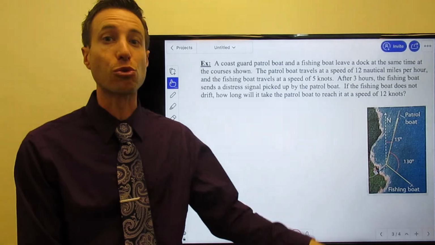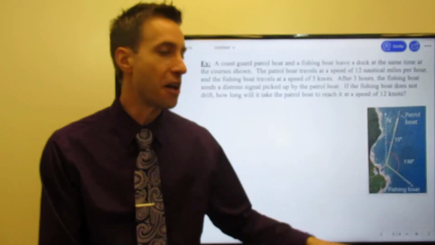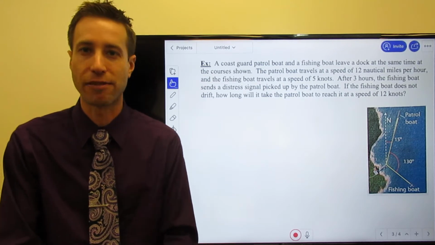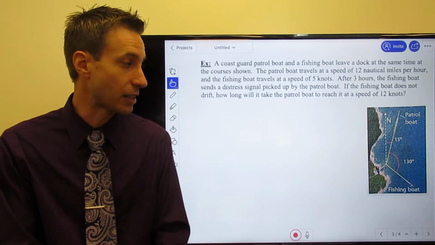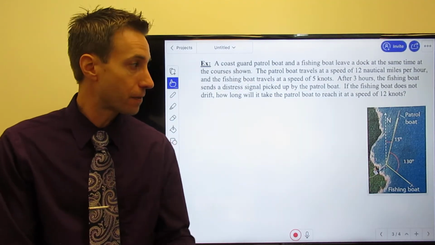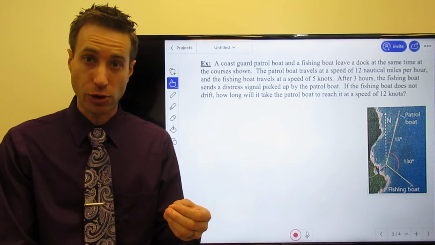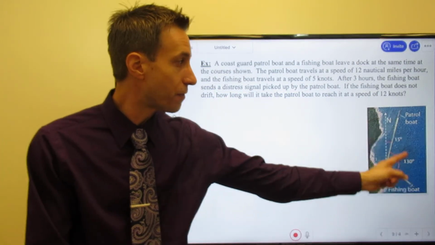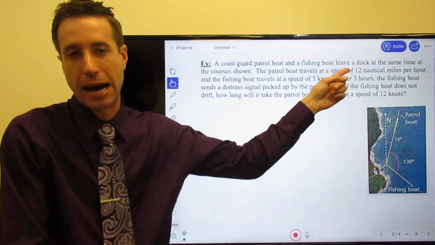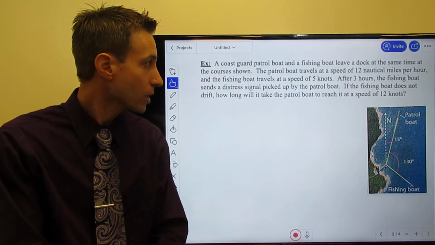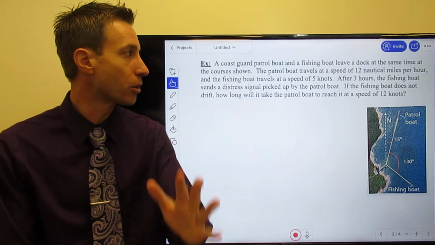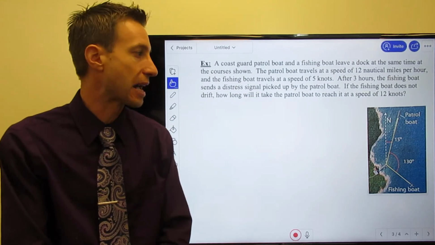Now what happens is 3 hours later, the fishing boat has a problem. Maybe it starts sinking or taking on water, there's a fire, whatever. Anyway, they send out a distress signal. So this is 3 hours after leaving the port. The question is, if that patrol boat receives the distress signal and heads for the fishing boat at 12 knots, 12 nautical miles per hour, how long is it going to take the patrol boat to get to the fishing boat? Of course, assuming that the fishing boat doesn't drift or anything like that.